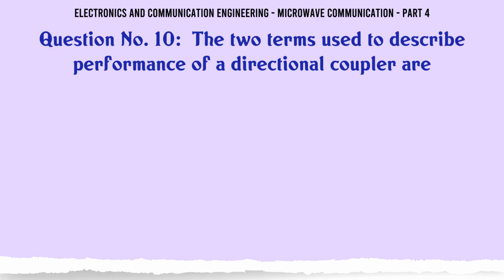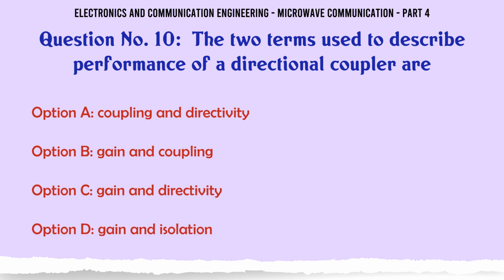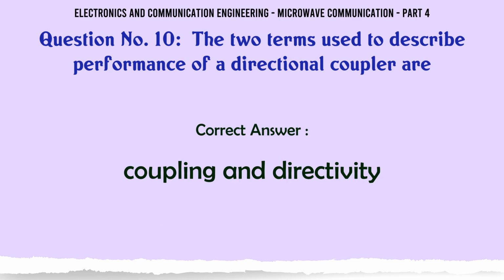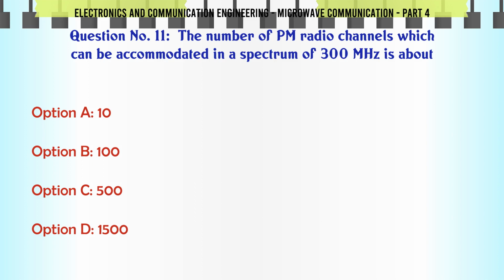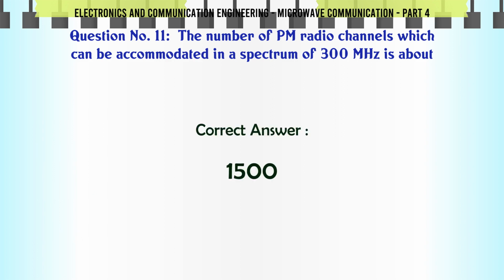The two terms used to describe the performance of a directional coupler are: A, coupling and directivity; B, gain and coupling; C, gain and directivity; D, gain and isolation. The correct answer is coupling and directivity. The number of FM radio channels which can be accommodated in a spectrum of 300 MHz is about: A, 10; B, 100; C, 500; D, 1000 and 500.